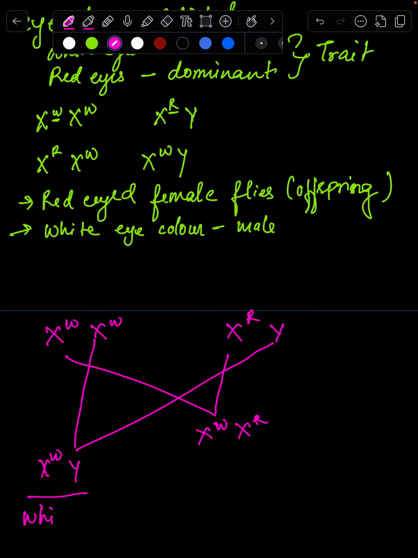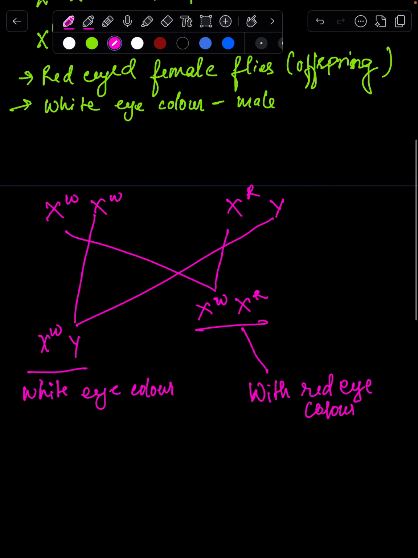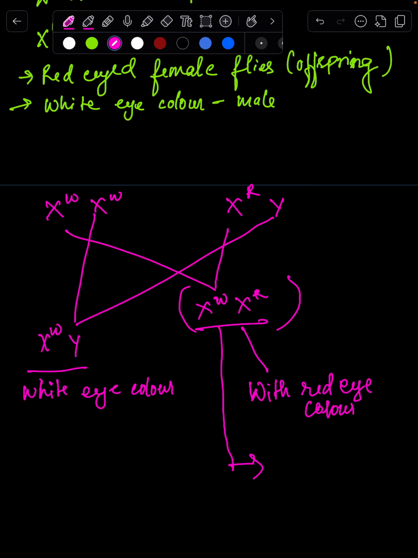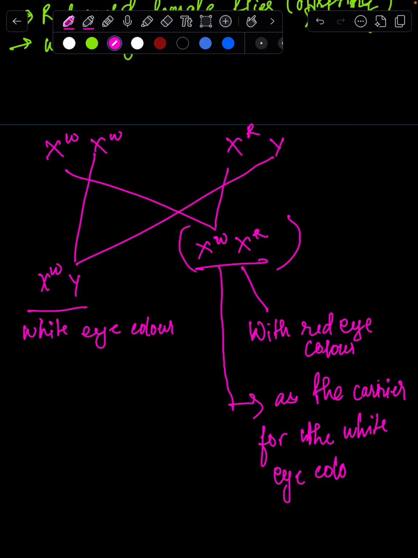hence giving us the male offspring with white eye color and all the female offspring with red eye color. And we can also call these offspring, the females, the carriers for the white eye color allele, as they can pass that trait on to the next generation of male offspring.